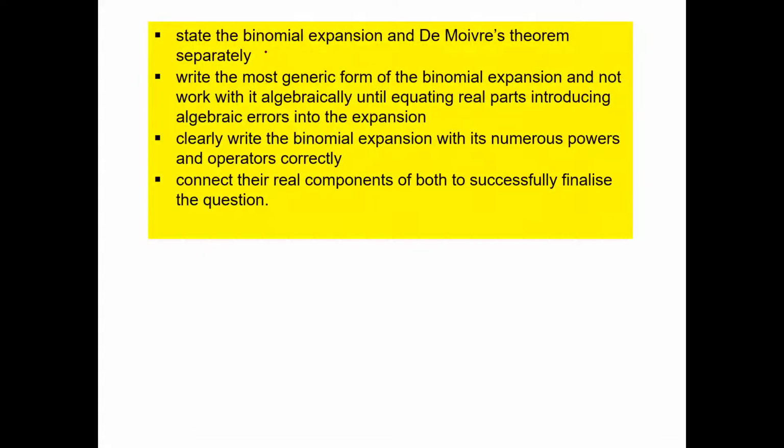In a better response, the student stated the binomial expansion and de Moivre separately. Write the most generic form of the binomial expansion, and do not work with it algebraically until equating the real parts, to avoid introducing algebraic errors into the expansion. Clearly write the binomial expansion with its numerous powers and operators correctly, then connect the real components of both to successfully finalize the question.